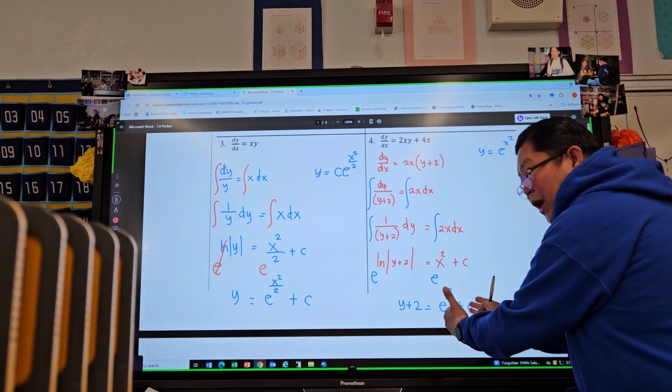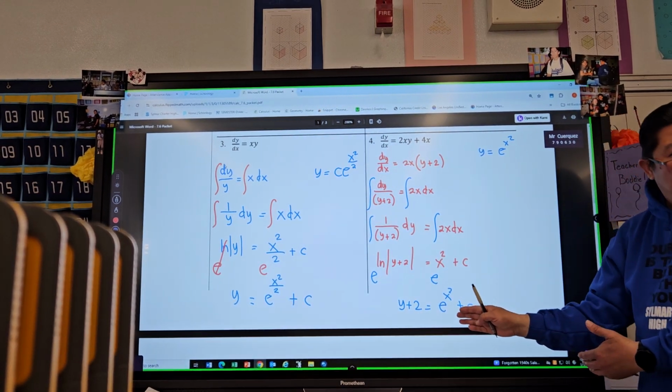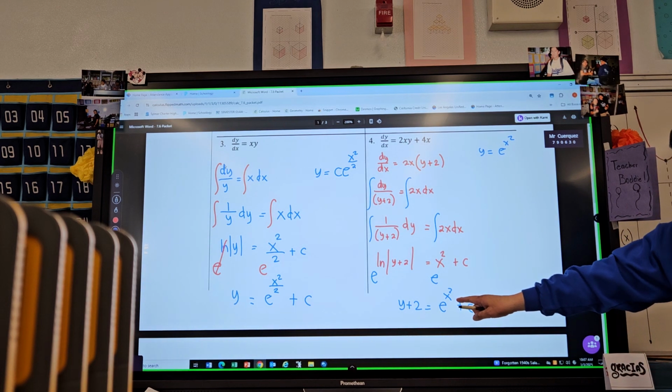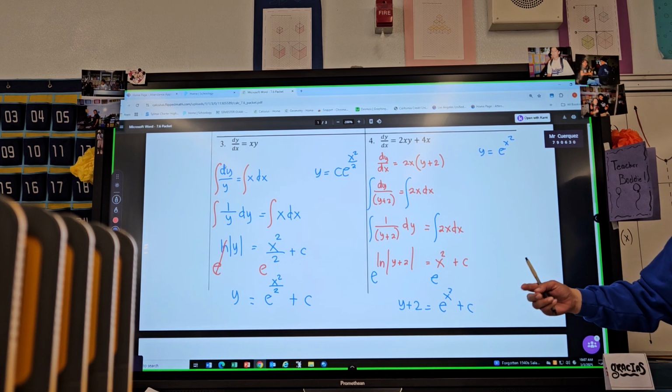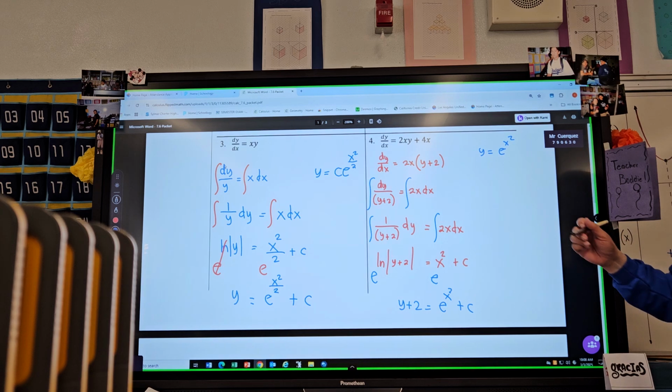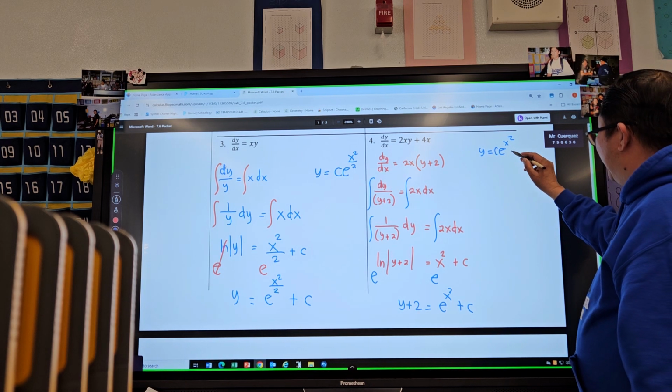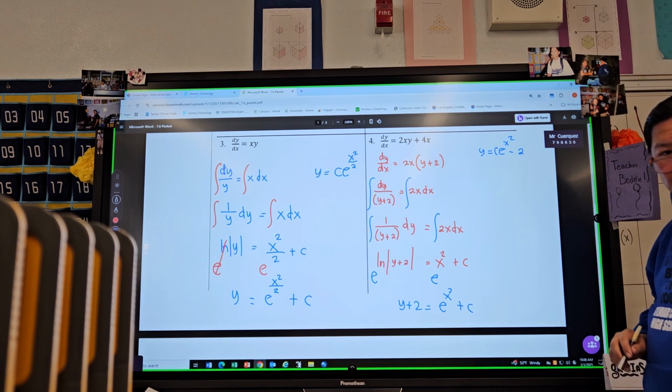Can we now apply the law of exponents? This is the expanded form, so we shall condense. So we have C times e to the power of x squared, and then minus 2.